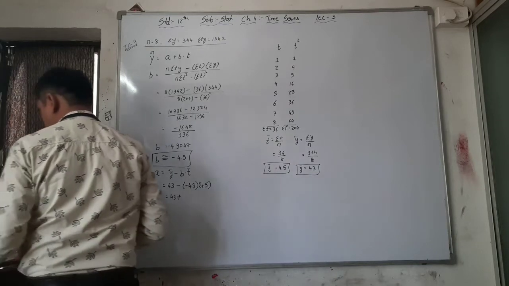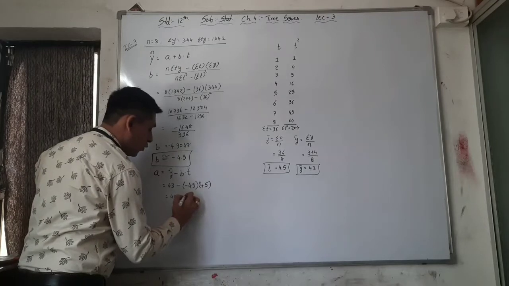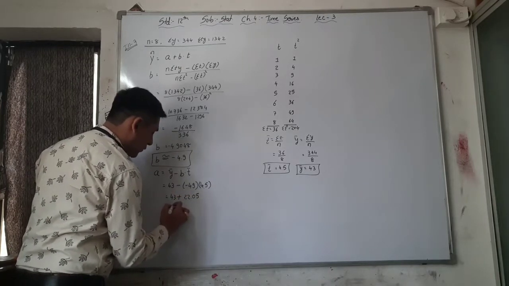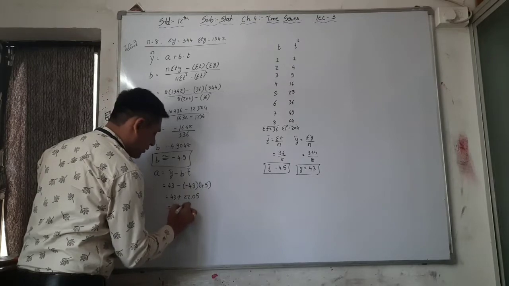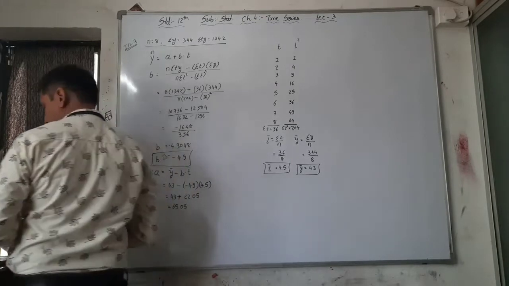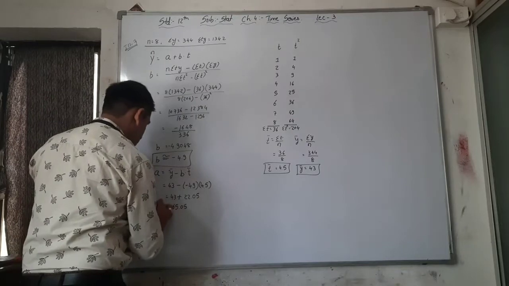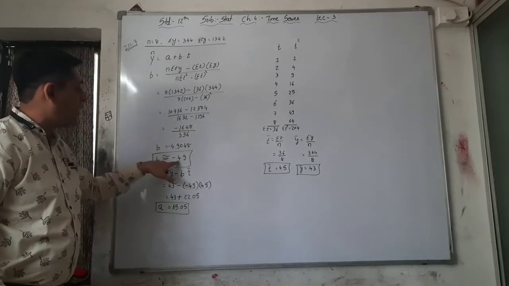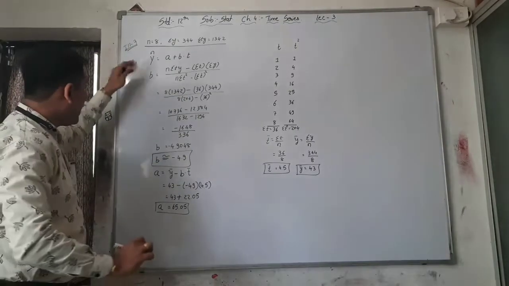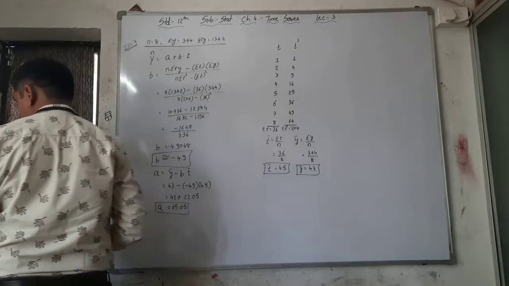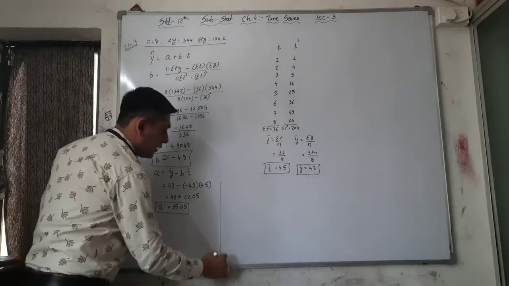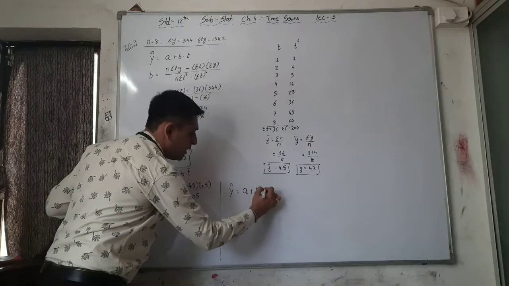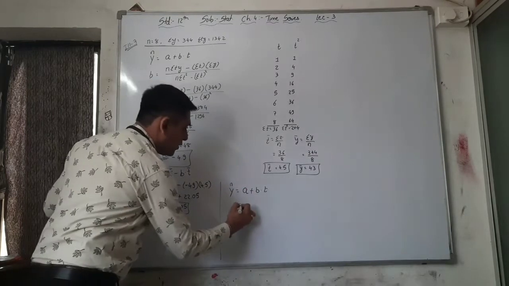is equal to 22.05. So first of all we have to add 22.05 to 43, that is 65.05. So your a is equal to 65.05 and your b is equal to minus 4.9, and we just have to find a linear equation, that is y cap is equal to a plus b t. So a is equal to what?